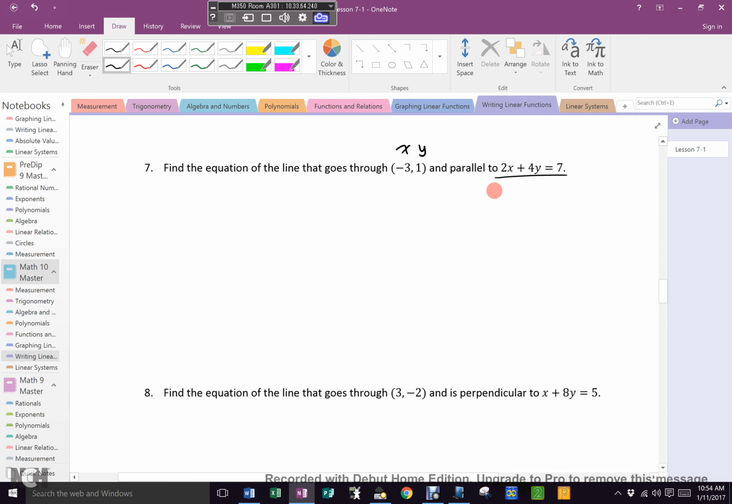What's moving? So I got 4y equals negative 2x. Do I even care about the 7? No, because I only need the slope, don't I? Now what do I do to get rid of that 4? Divide by 4. So what's my slope? 2 divided by 4 is negative 1/2, yes? So do I have a slope now? So now I have a slope, and now I have a point. What form should I use?